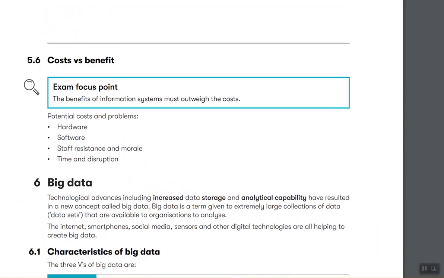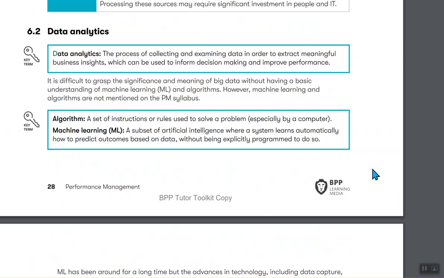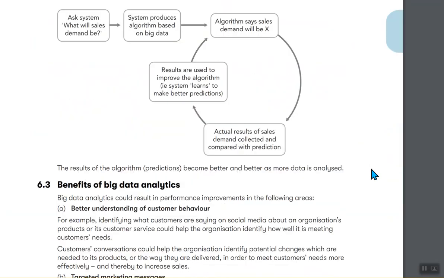Cost versus benefit simply says that the benefit of information should be more than the cost that you are incurring on it, but usually you don't know whether information is going to be beneficial until you spend money on it to acquire it.